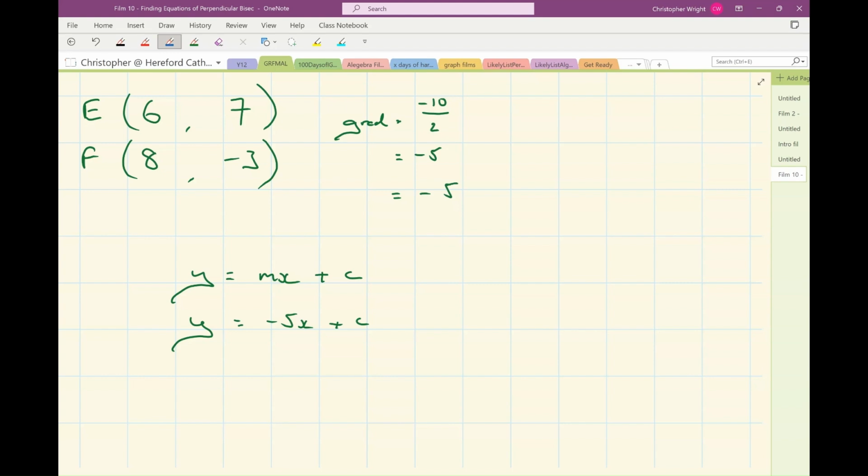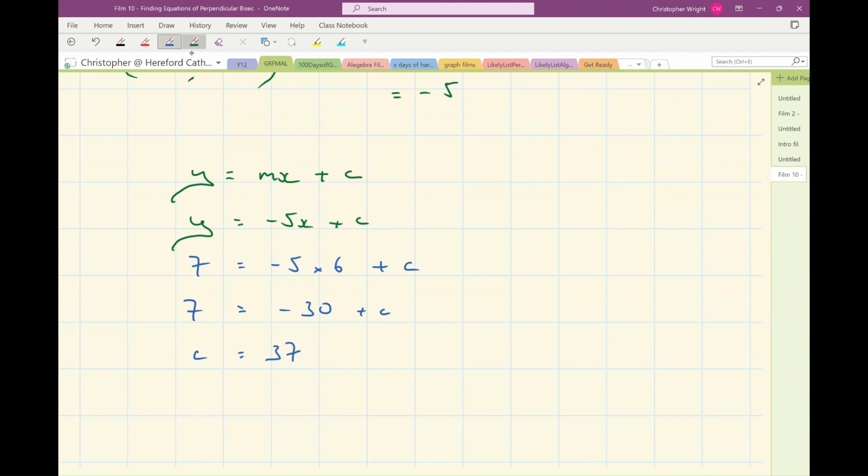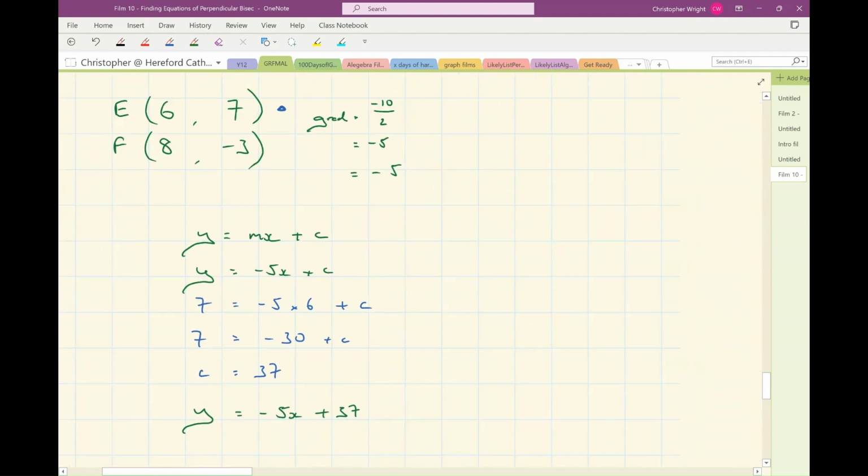Okay, time to use one of my points. I'll use point E here. Now point E tells me that when x is 6, y is 7. So 7 must be minus 5 times 6 plus c. So 7 equals minus 30 plus c. So c must be 37. So now I know the equation of my line is y equals minus 5x plus 37.